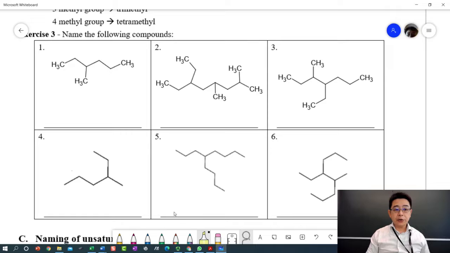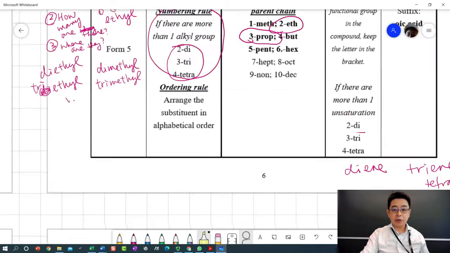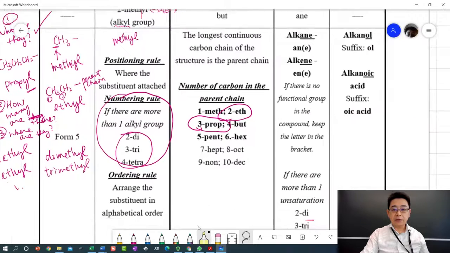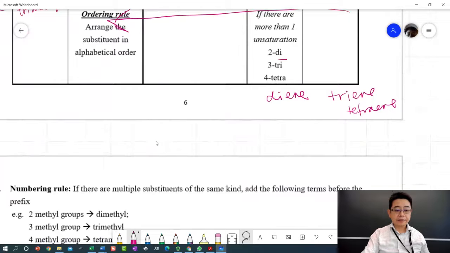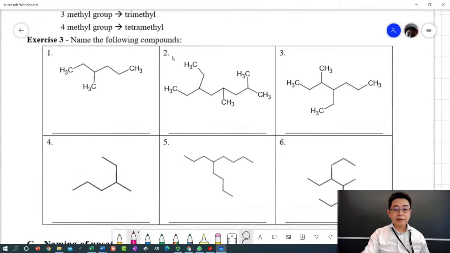First thing we do is to identify the functional group, right? From the table we have before. Do you know what I mean? The table is here, right? From the left-hand side to the right. From right to left, not left to right. Right to left. Okay. So let's start from here.